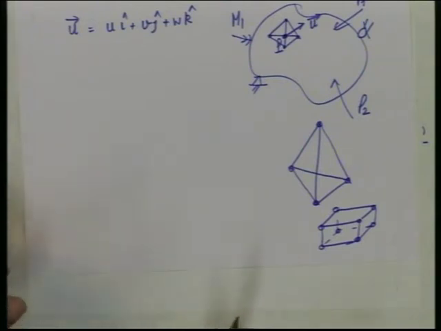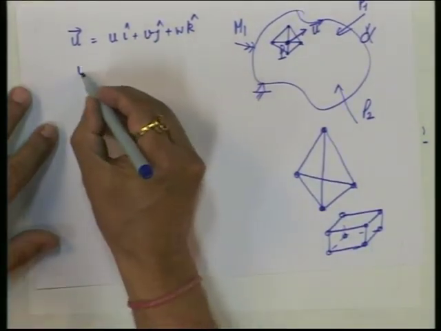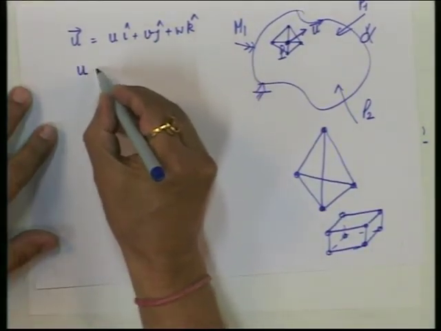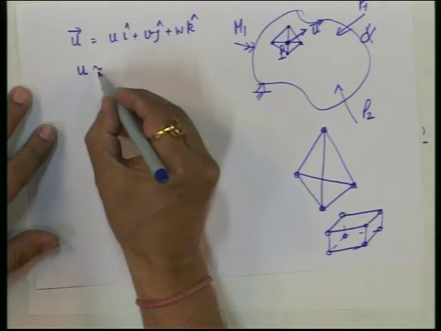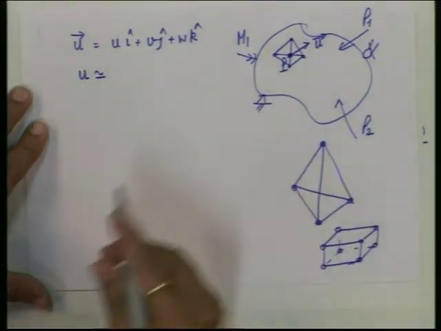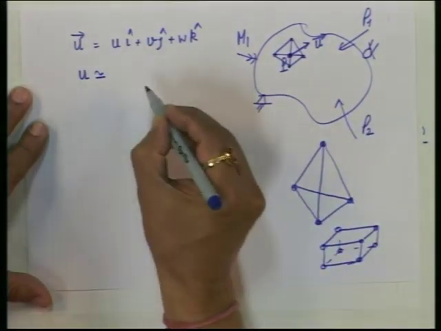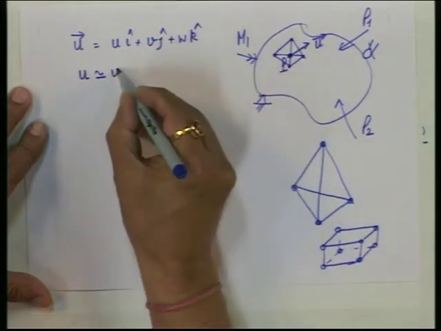So, basically you have u, v, w. So, your u can be approximated, because everything is approximation in FEM, the displacement u. This u means this scalar, now I am telling, u can be approximated to u hat.